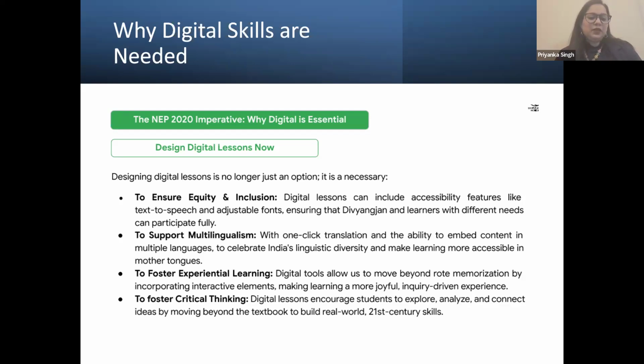To support multilingualism with one-click translation and the ability to embed content in multiple languages. Trust me, this is very important. In our classroom, we have learners from diverse backgrounds. So to bring them all onto one single page, we should support multilingualism. And with tech in our hand, we can do this using a very simple translator tool. So let's say you are sitting in the North and you have a student from the South or from any other part of the country, you can always give them a particular video in a different language. They can easily translate. You can use a translator.